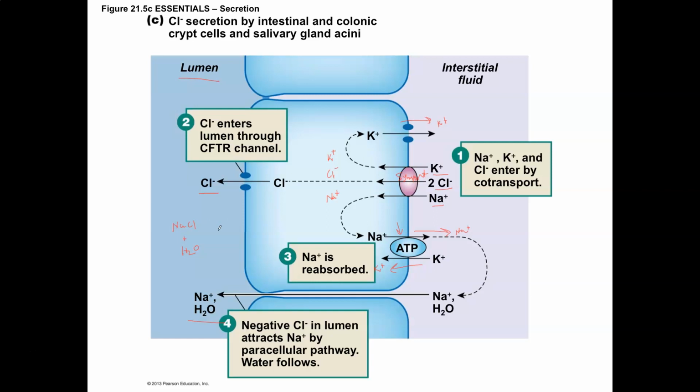If we didn't properly move salts and water into the GI system, we would have constipation. The GI tube, the lumen, would get dried out. We'd have dehydration taking place, and that would ultimately lead to constipation.